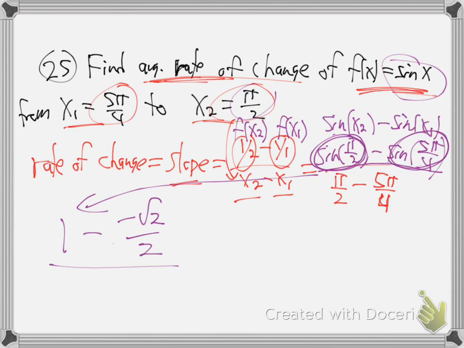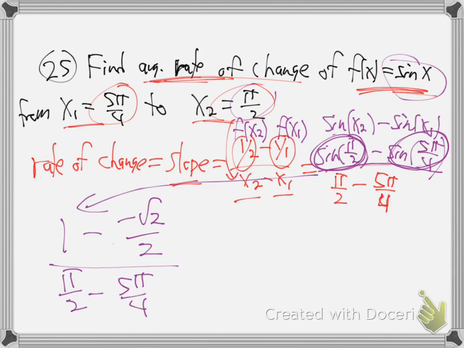Negative root 2 over 2. On the bottom, we've got pi over 2 minus 5 pi over 4. You tracking with all that, with what I did there? So rate is a slope. Difference of y's over difference of x's. That means difference of function values over difference of x's.